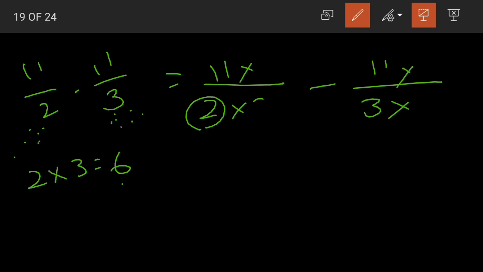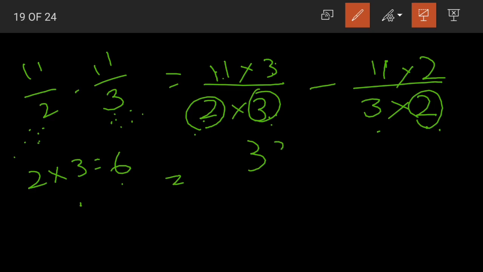2 into 3 is equal to 6, right? So again here also 3 into 2 is equal to 6. Now as we are multiplying the denominator with 3, we should do the same with the numerator as well. 11 into 3 by 2 into 3. Again, as we are multiplying the denominator with 2, we should do the same with the numerator as well. 11 3s are 33 divided by 6 minus 11 2s are 22 divided by 6.